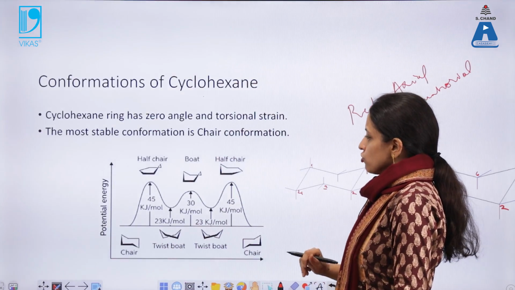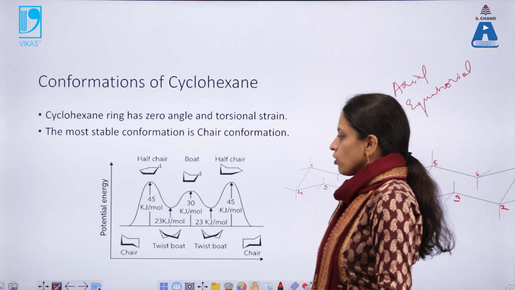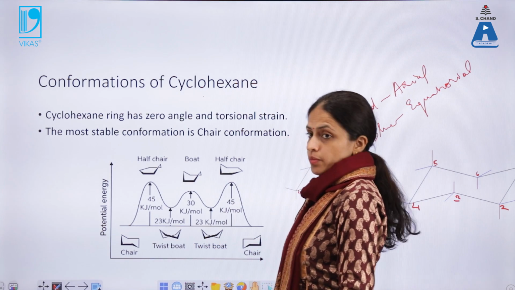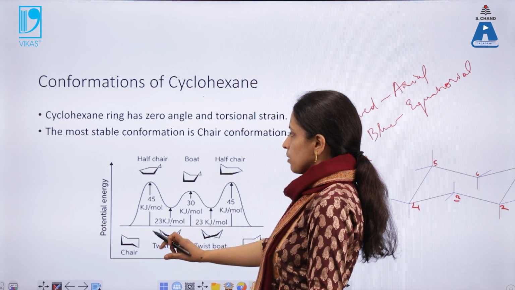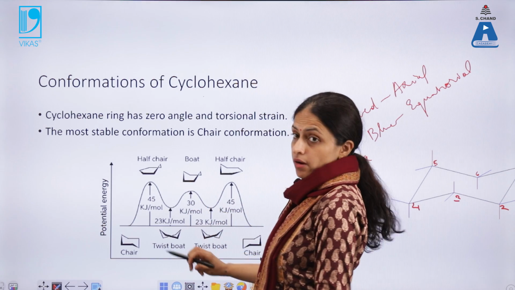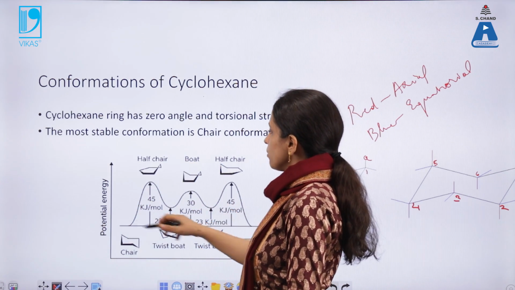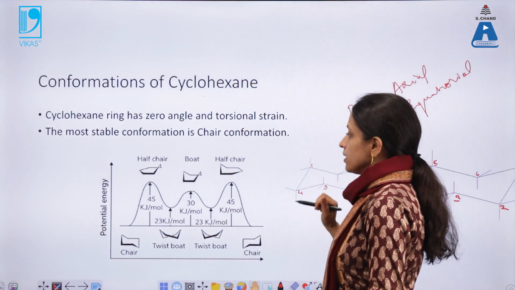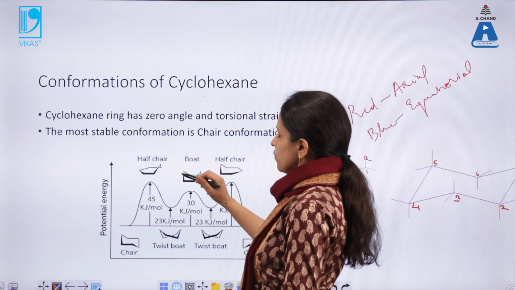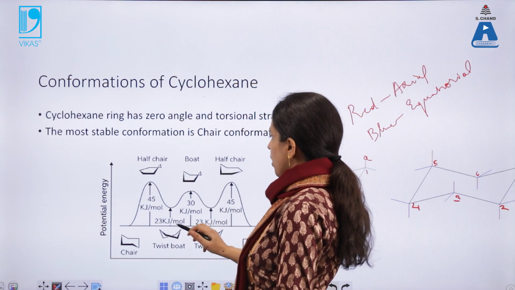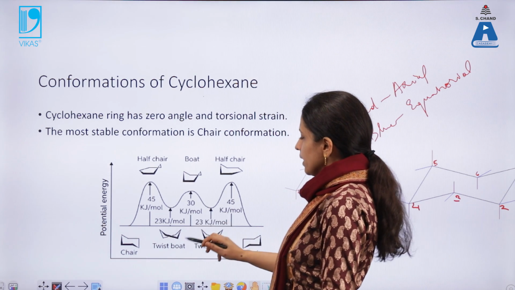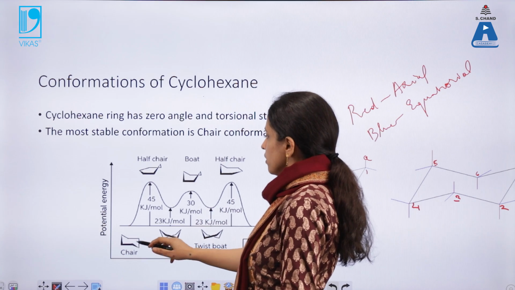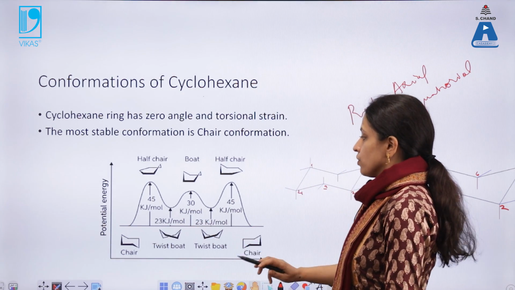Let's look at the conformations of cyclohexane. The most stable conformation is the chair conformation. If we twist this chair by some amount, we get a half chair conformation, which is the least stable of all the cyclohexane conformers. And if you twist the half chair by a further amount, we get a twist boat conformation, which is relatively less stable than the chair conformer.